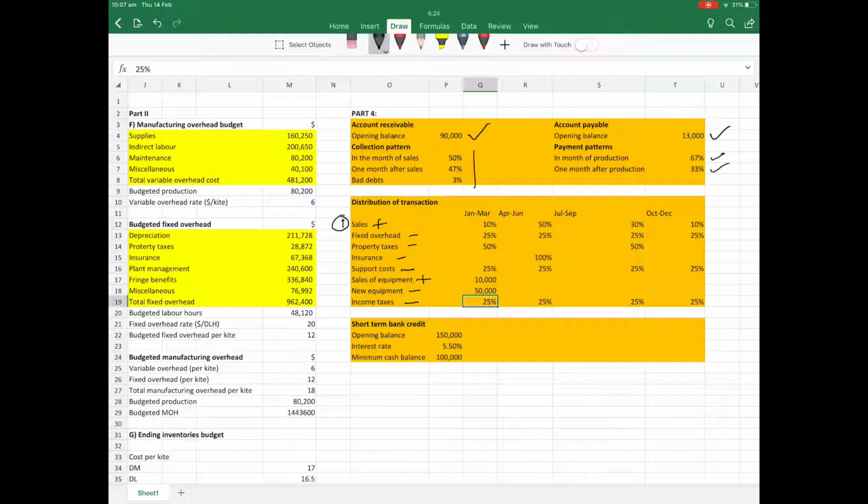Now we come to the short-term bank credit. The opening balance for the short-term loan is 150,000, and the interest rate is 5.5% per annum. And in order to maintain this credit line, they have to have a minimum cash balance of 100,000. So the information you are given in the question, we transfer into the spreadsheet like this, and we will use this information to prepare the cash budget.